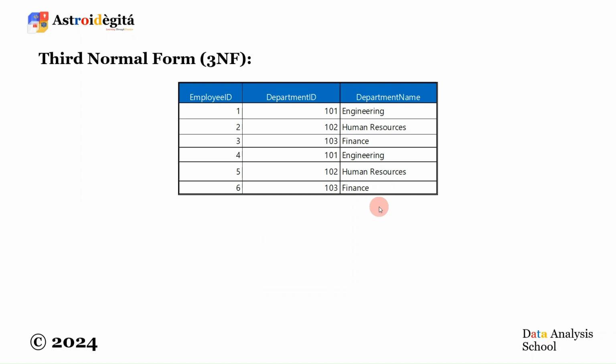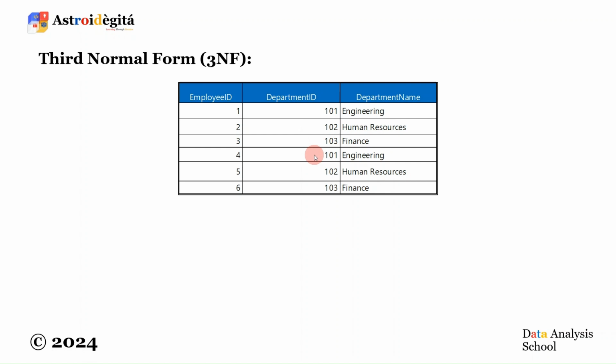Continuing from the previous example, suppose we have this table named employees with these columns: the employee ID, which is the primary key here, the department ID and department name. In this table, the department name depends on the department ID, but the department ID is not the primary key in this table.